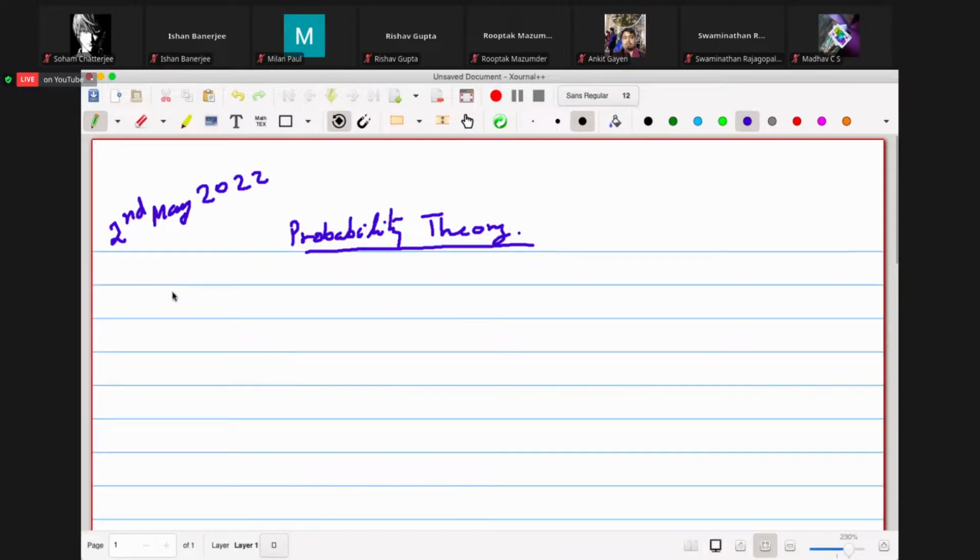So today I will go through this Stirling's formula, and then I will work out some problems. Okay. So this is the plan for today's lecture.